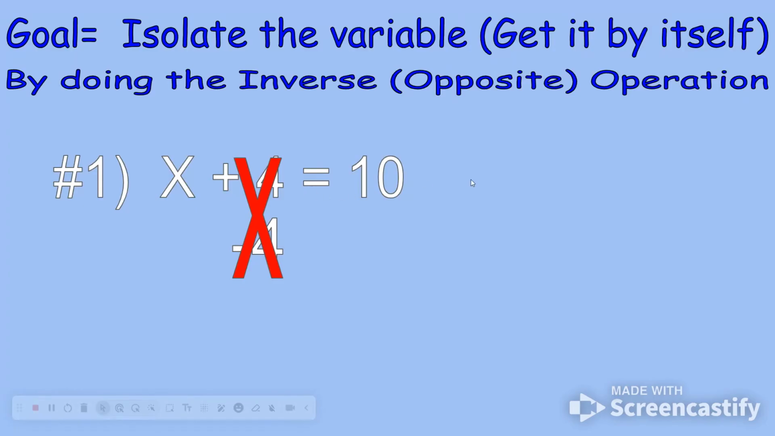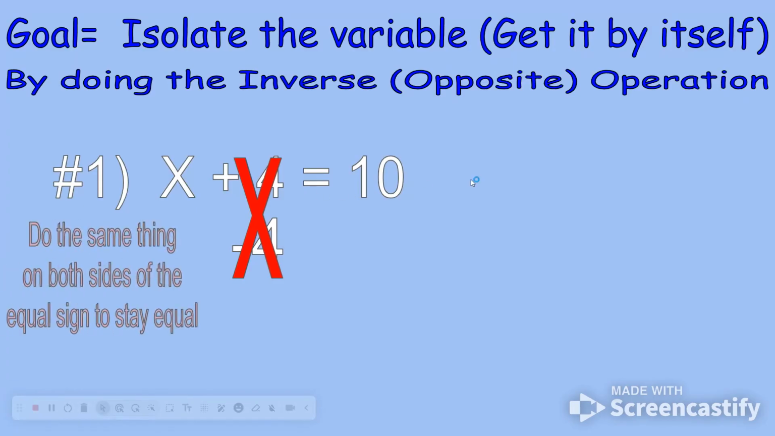But we have to remember, if you're going to solve an equation, to keep it equal, you have to do the same thing on both sides of the equal sign. Okay, because if all I do is subtract 4 from this side, I just made x plus 4 equals 10 into x equals 10. I've completely changed the problem. So if we're going to subtract 4 from here, we also have to subtract 4 from this side. Then the equation stays equal because you did the same thing to both sides.